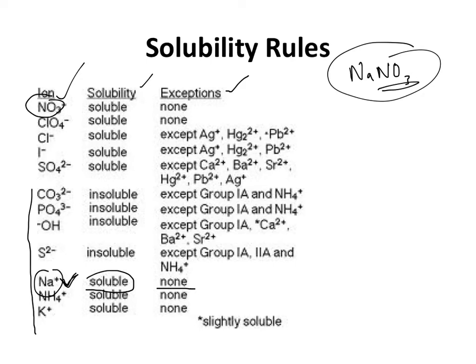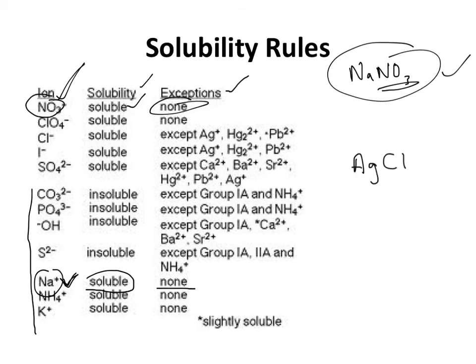And if you come up here and you look at NO3-, the nitrate anion, you notice that solubility is indicated straight away and also no exceptions. So this is definitely a soluble molecule. So if I take sodium nitrate and I put it into water, I'm definitely going to get a solution. Now let's go ahead and look at another example.